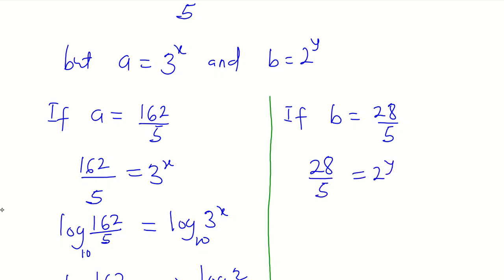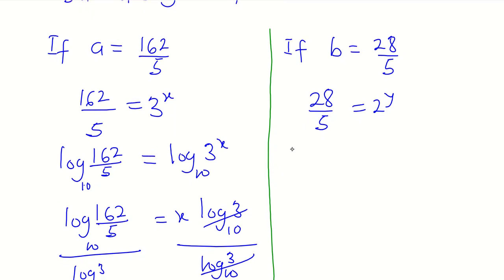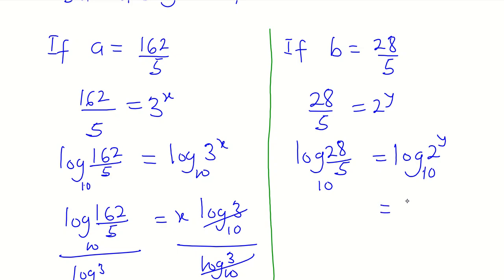So in the same way, we are going to apply logarithm to both sides of the equation, and that's logarithm to the base 10. So logarithm of 28 out of 5 to the base 10 will be equal to logarithm of 2 to the exponent y and the base of 10. In this case, we can rewrite the right hand side of the equation as y logarithm of 2 to the base 10 by sending the exponent to the other side of the logarithm to become the coefficient, which means we have logarithm of 28 out of 5 to the base 10.